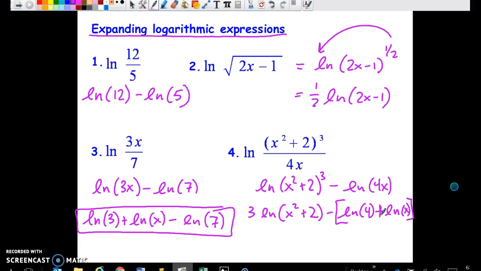Plus sign there. I could separate out this natural log of x squared plus 2. Oh, I can't do that actually. Why can't I do that? I'm not multiplying these two, so it has to just stay the natural log of x squared plus 2. This is not a product. I cannot expand that. But I can distribute the negative sign to both the natural log of 4 and the natural log of x, and then we're done.